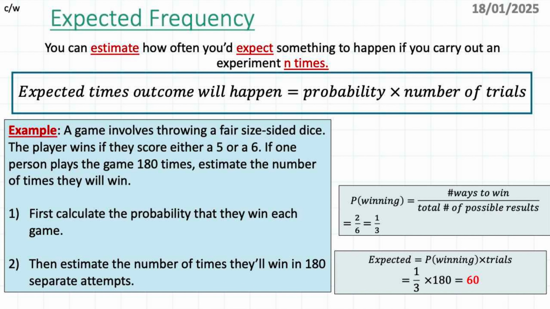So first we calculate the probability of winning, and that would be 2 out of 6, which is 1 over 3, because there are 2 ways of getting a 5 or a 6, which are 2 possible options. So then when we do the expected value, if they're playing 180 games, we need to take the probability of winning times the number of trials, so 1 over 3 times 180, which means we can expect that out of 180 separate attempts, they will win 60 times.